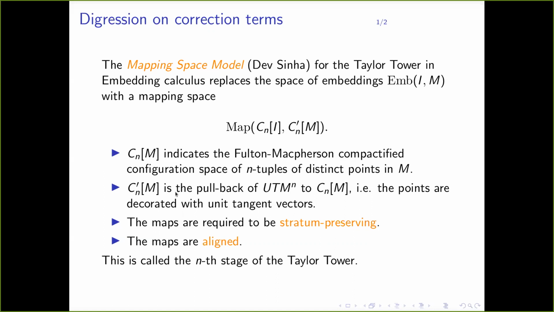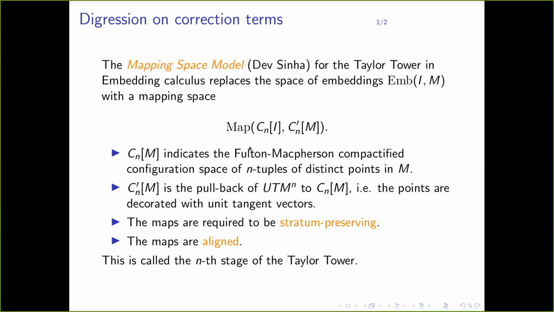And the most important feature of this mapping space is that the mappings are supposed to be stratum preserving. That means if, say, point 1 and point 2 collide in the interval here, that's what the compactification allows, then they also have to collide over here. And the maps are aligned in the sense that when point 1 and point 2 collide, they have unit tangent vectors associated to them, but in the compactified configuration space, you have an infinitesimal displacement vector, and that has to coincide with the velocity vectors of these points. So that's called the nth stage of the Taylor tower in this mapping space model.